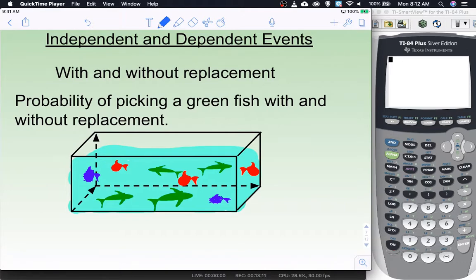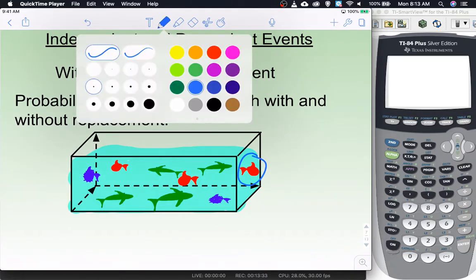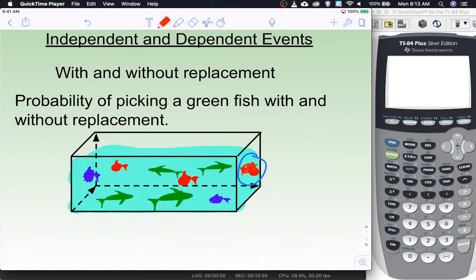Okay. Talking a little bit about independent and dependent events. We talked before about independent events where, out of this fish tank, if I would take this red fish out, which I can't actually do, I can't just grab one of these guys and pull them out, but if I would take this red fish out, there, I can do this. So I take the red fish out.